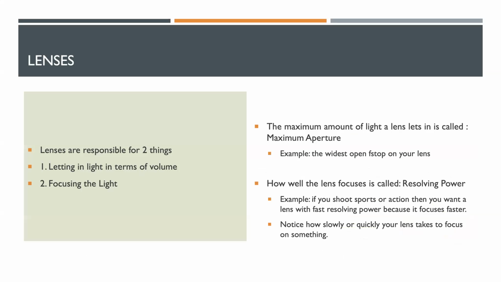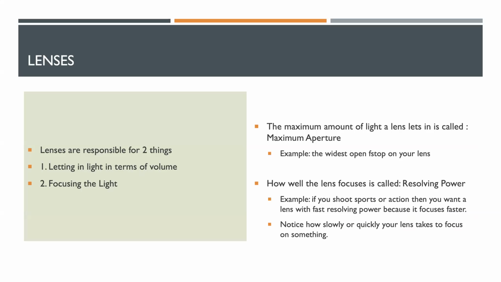Lenses are responsible for two things: focusing the light and letting in light in terms of volume. And of course, we know that they let in light in terms of volume. That is called your what? Your aperture. The maximum amount of light a lens lets in is called its maximum aperture. The example for that is the widest open f-stop on your lens is its maximum aperture.